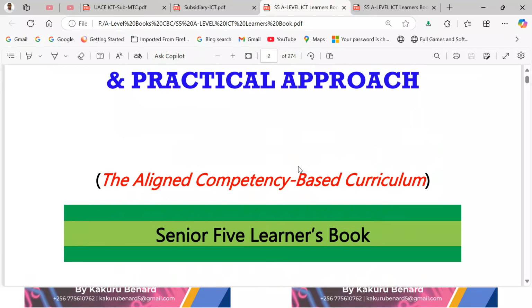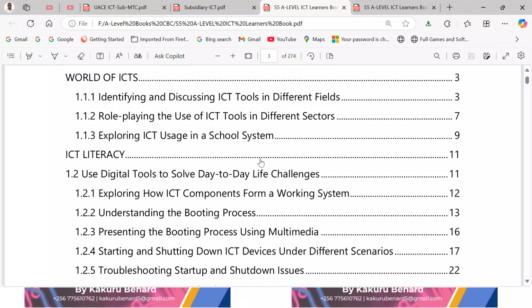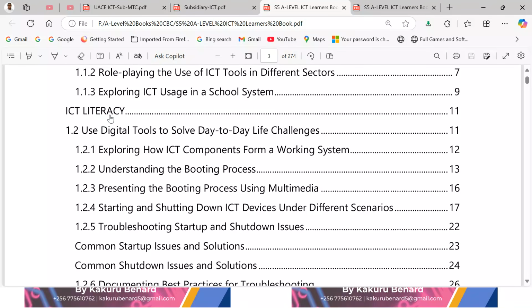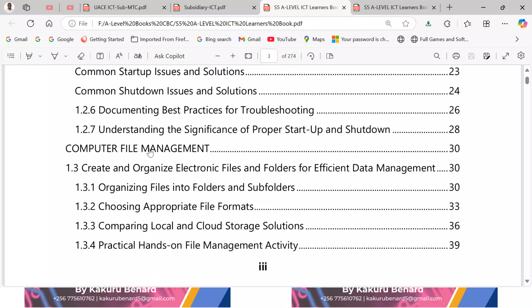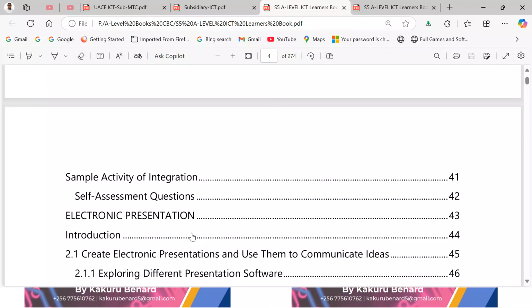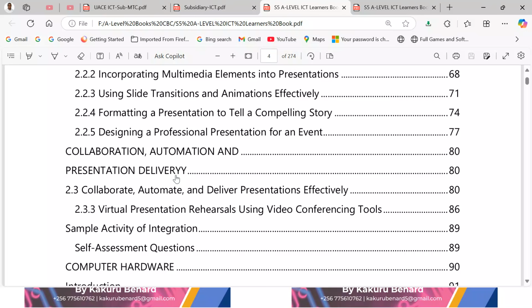Because when you begin from the table of contents, everything you need is there. ICT literacy, what do we cover? All this. When it comes to computer file management, what is under file management? When we come to electronic presentation, what is there? So the book is full-fledged.